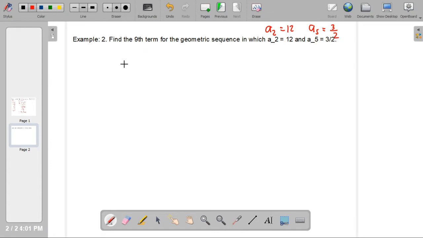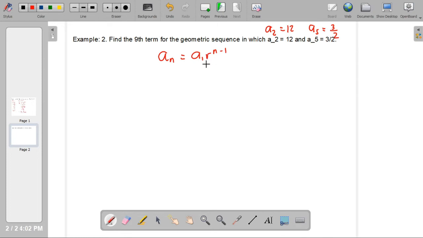Now, since we are looking for the 9th term, again, we're going to use this formula: a sub n equals a sub 1 times r to the exponent of n minus 1. Do we have our a sub 1? That is your first term. Is the first term there? No, we don't have the first term.